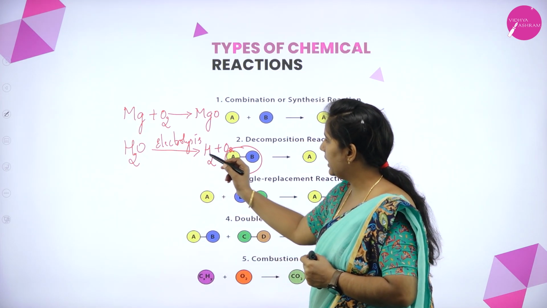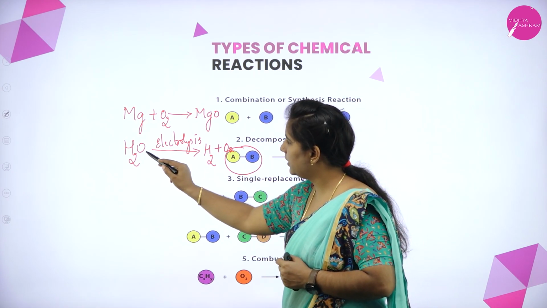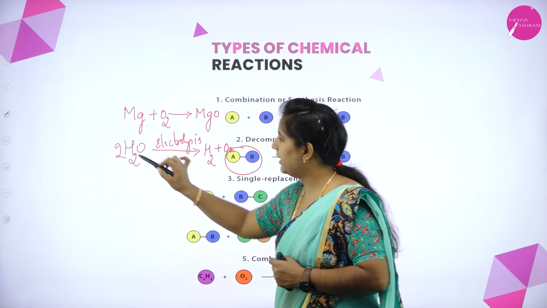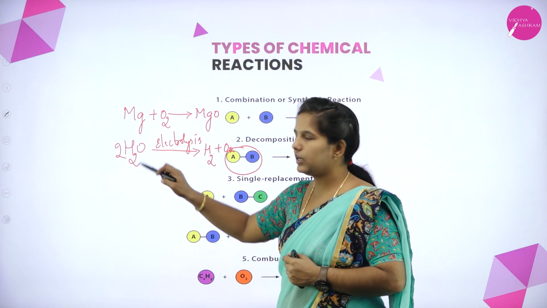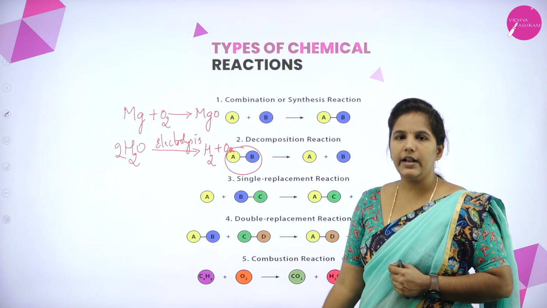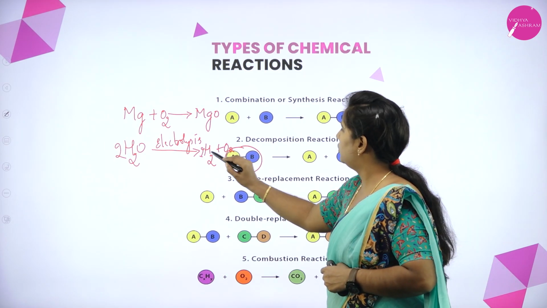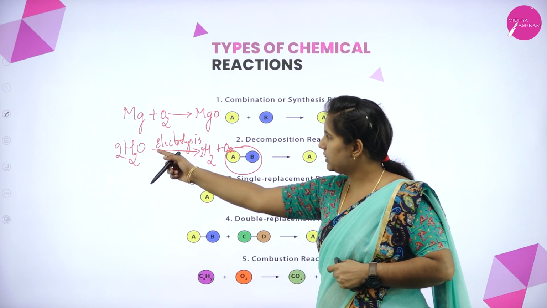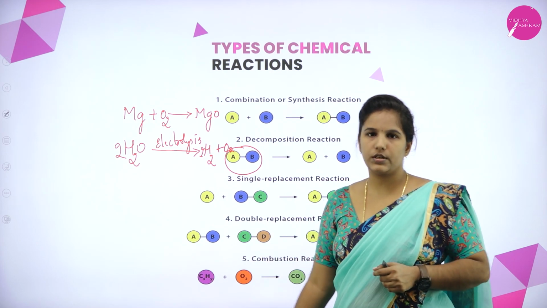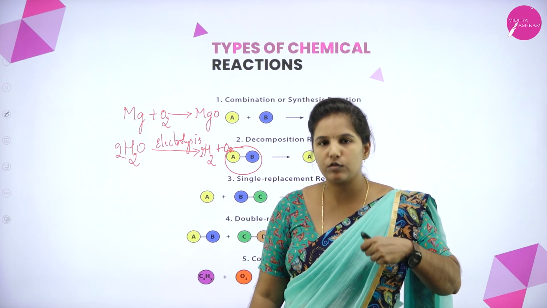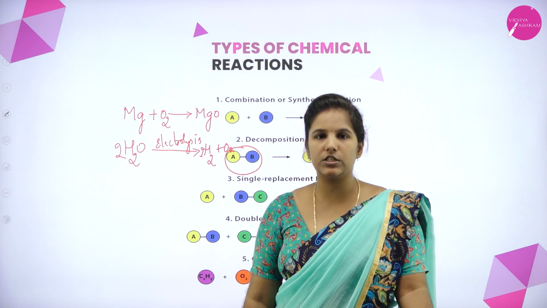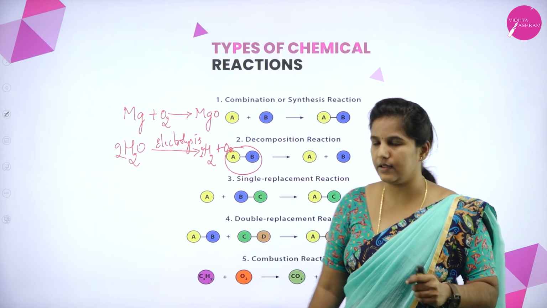How many hydrogens are there? Two. But two oxygens are there. Here only one oxygen is there. So I'll write 2 here. If I write 2 to balance oxygen, it will also be applied to the hydrogen. So 4 hydrogen and 4 hydrogen, 2 oxygen and 2 oxygen. This is how, after understanding the chemical reaction, we have to write the reactions in a chemical equation and we have to balance the equation.